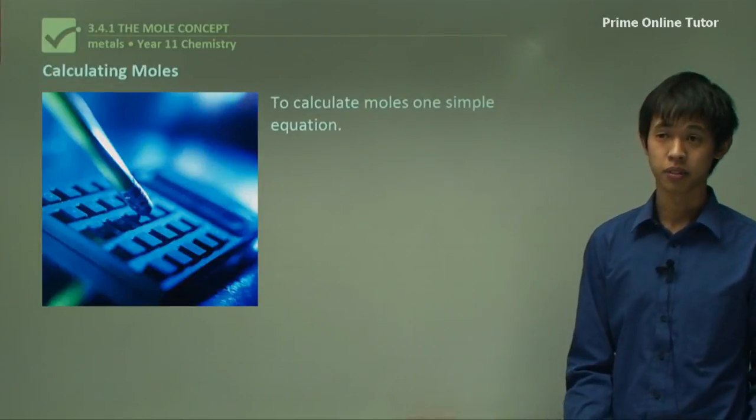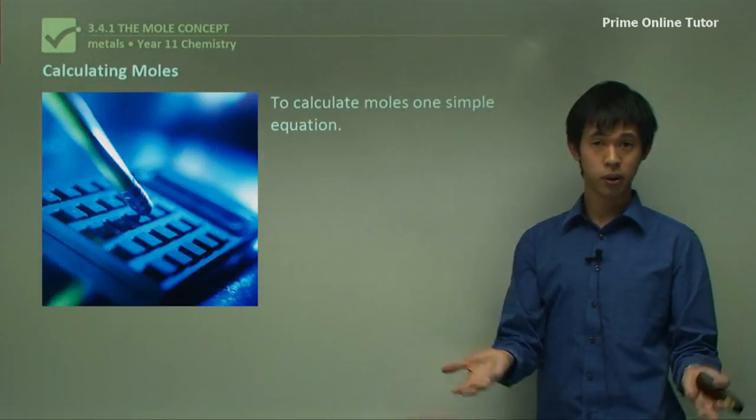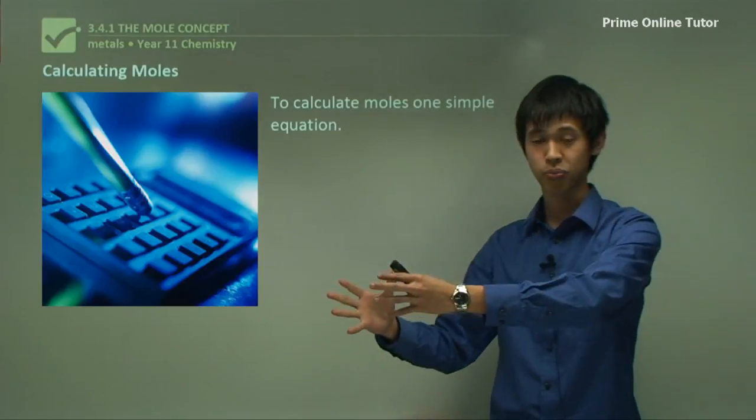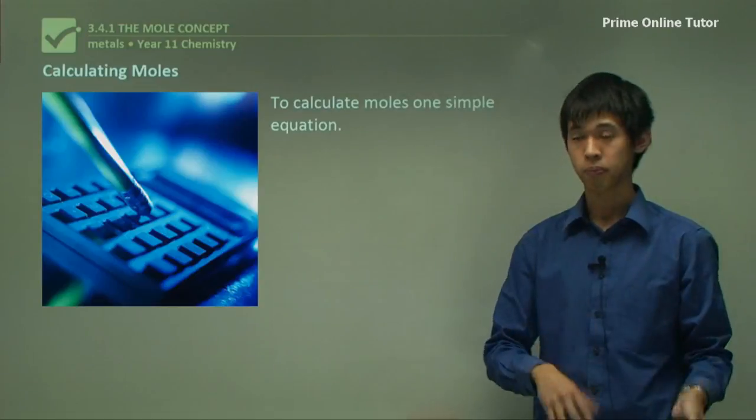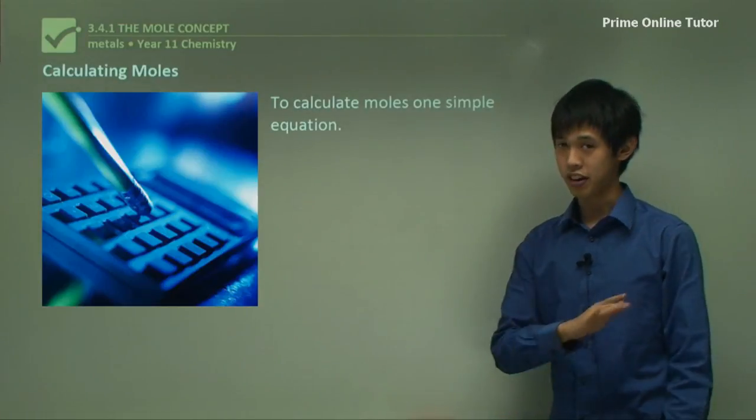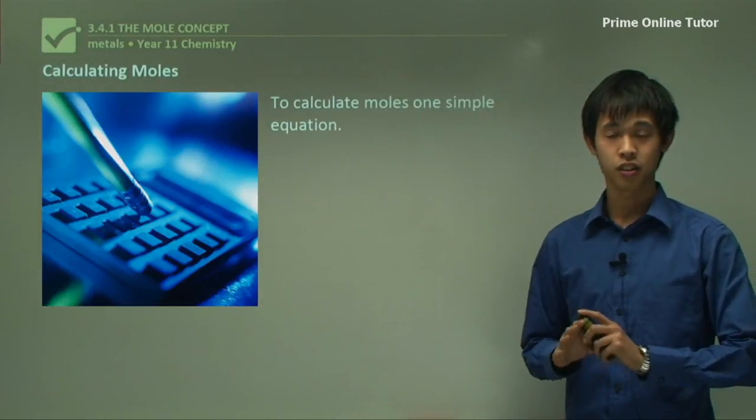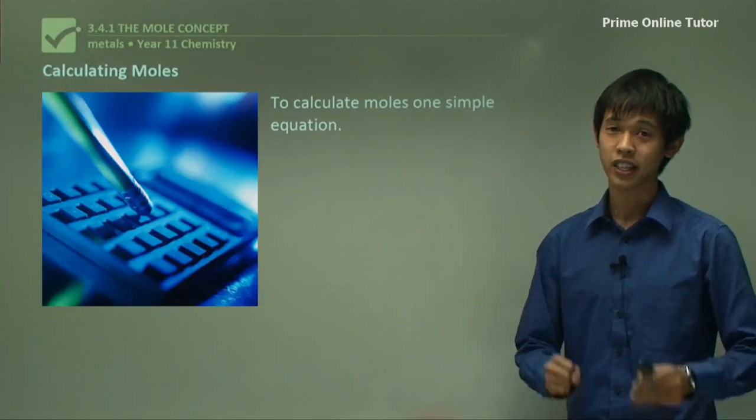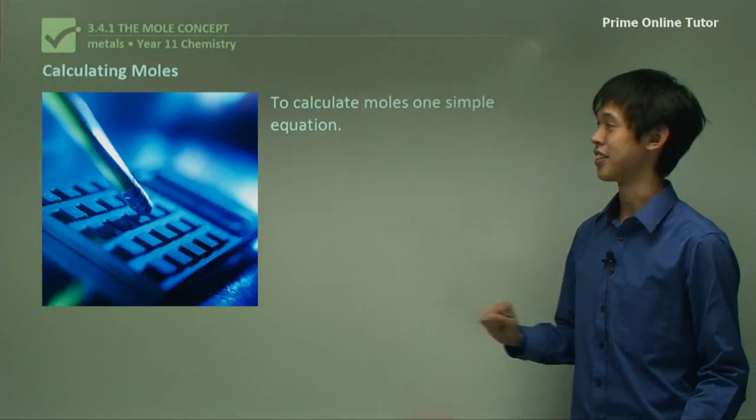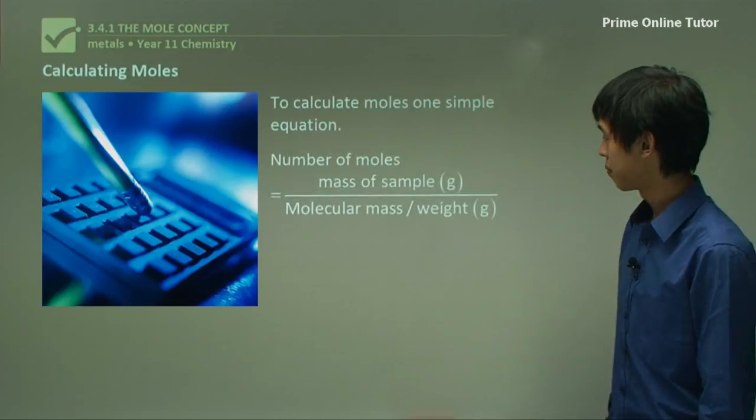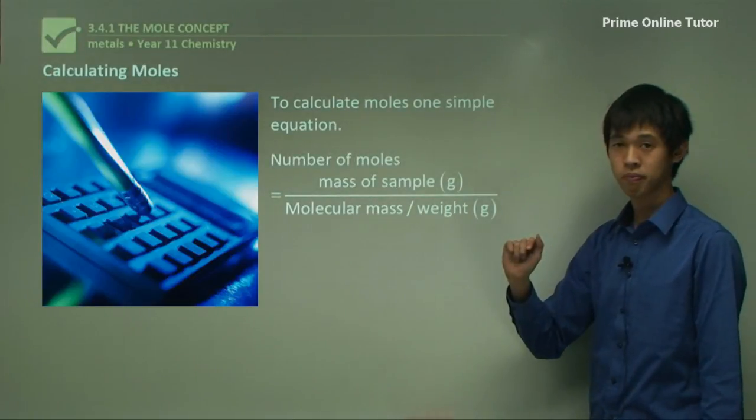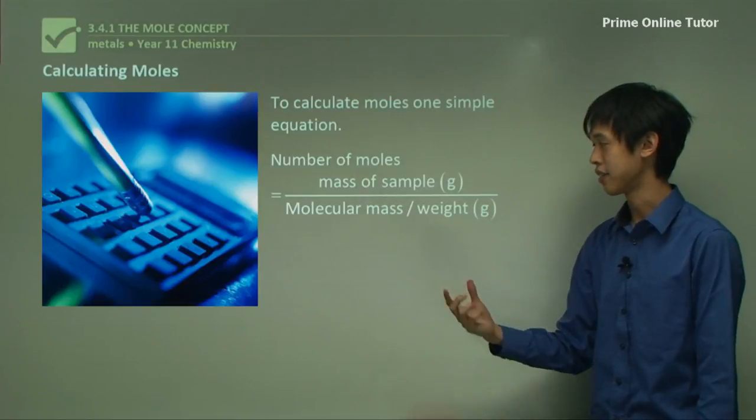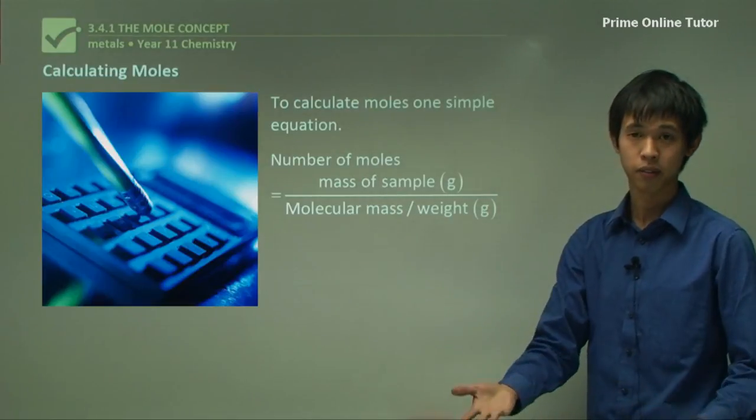So calculating moles. Now we've learned about what a mole is. We've learned about molecular mass and molecular weight. But now how do we use that to calculate the mole? So we have a very, very simple equation. So for those who are studying 2-unit maths, 3-unit maths, you really have no excuse for not knowing this equation because it's very, very easy. So number of moles equals the mass of the sample divided by the molecular mass of the chemical.